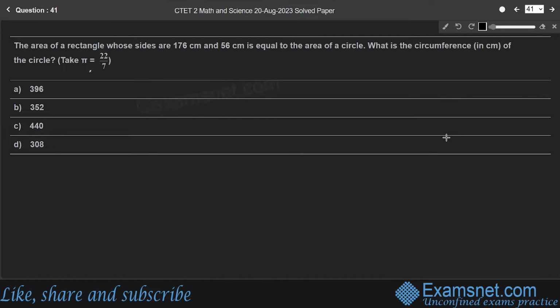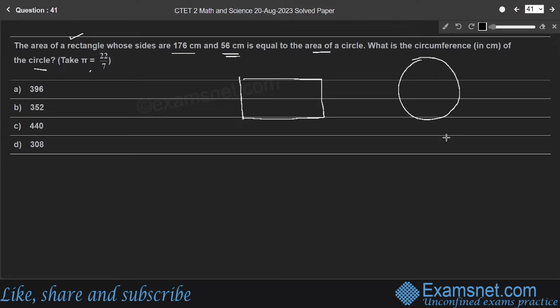Question 41. The area of a rectangle whose sides are 176 centimeter and 56 centimeter is equal to the area of a circle. What is the circumference of the circle? So students, here it is given that the area of a rectangle is equal to the area of a circle. So we'll consider a rectangle and a circle like this.